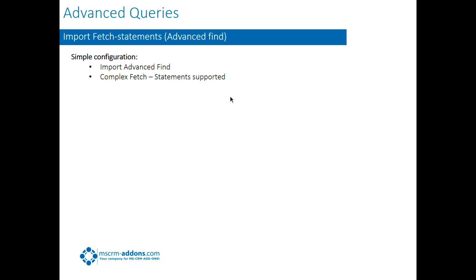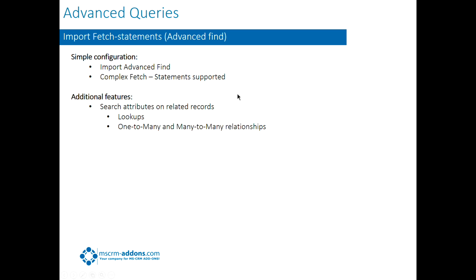It also allows you to do complex fetch statements, or complex fetches. Basically, anything that you can do with fetch, you can add to this search here. Some additional features are that you can search attributes on related records. So that's lookups. You can do one-to-many and many-to-many relationships as well. That's just something that advanced find is not capable of, working on these many-to-many relationships.